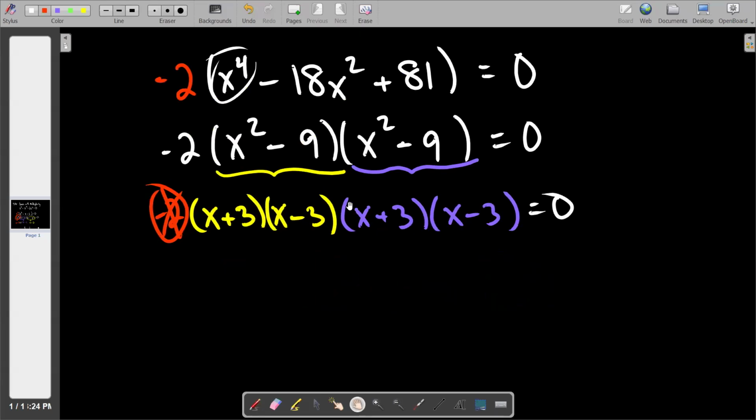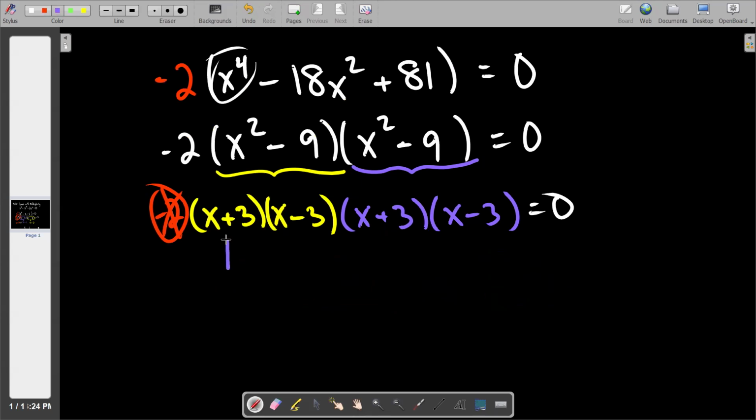Tell me about my zeros. What are they going to be? Did you say group them? Yeah, there are groups, pairs of them, aren't there? So what's the first zero that you see? X equals -3, and it's going to be times 2.